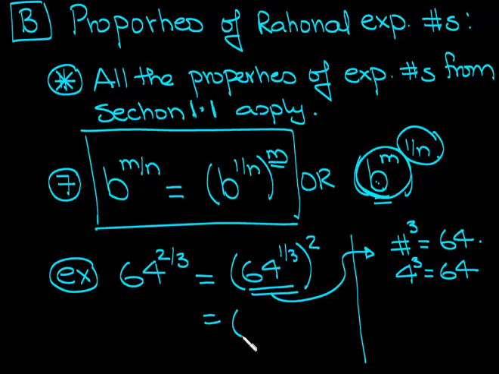So the inside of that is 4. And then you square that, so you end up with 16. So you can see that's a lot easier to do than trying to do the square first.